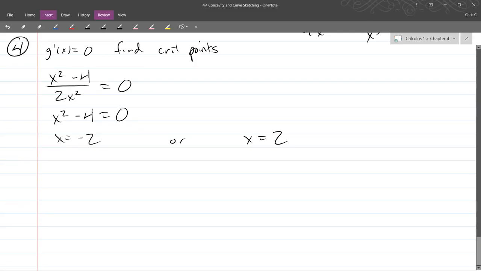So we have to classify each one. So we got critical x values. Let's get the y values to go along with them. So we're going to plug in both of these into g.